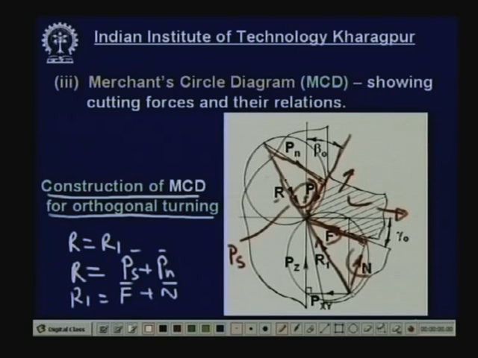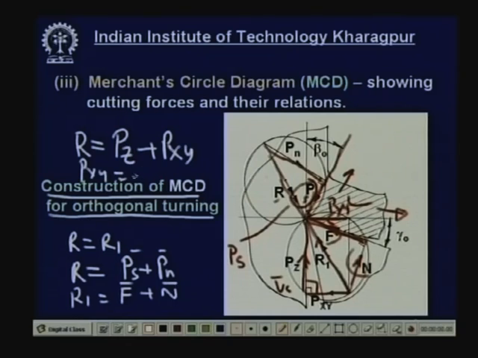Now, for this R1 we do not know the direction and magnitude, so we have to measure it at some point. So, we have to resolve it into two known directions. This is PZ, the direction of the cutting velocity vector, and another component perpendicular to that, PXY, which is in the reference plane. So, here you can see that this R is also equal to PZ plus PXY, where you remember PXY is equal to Px, the axial force, plus Py, the transverse force.